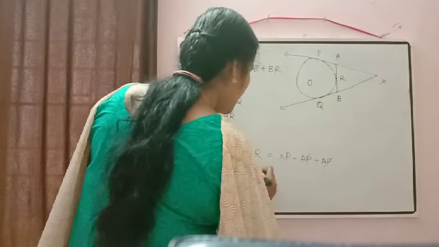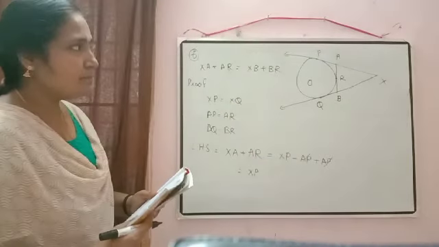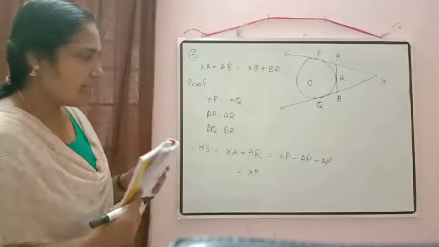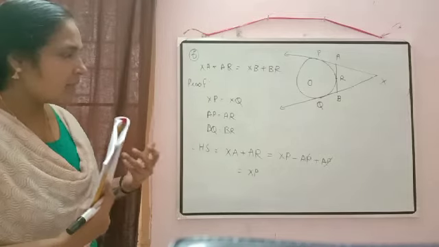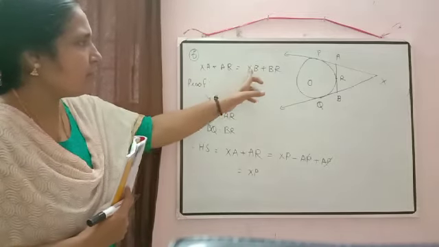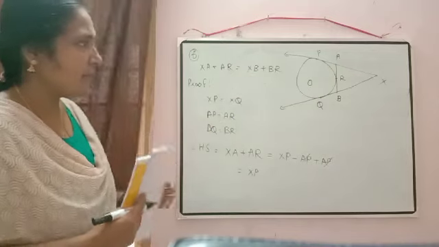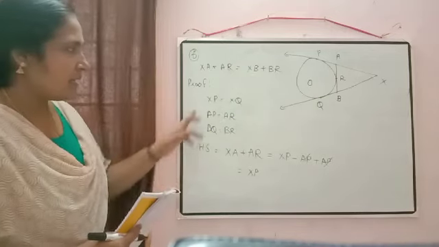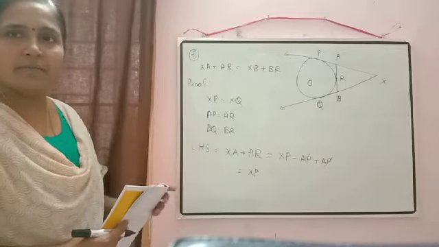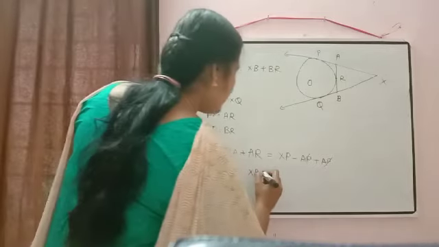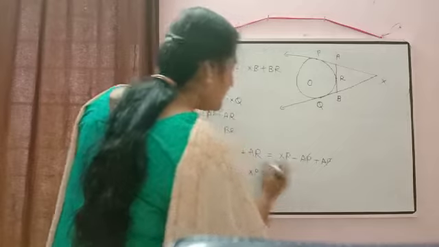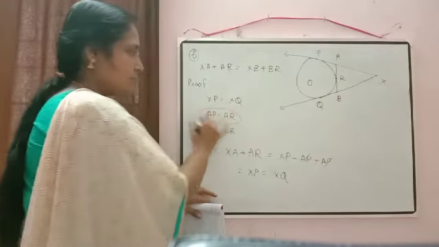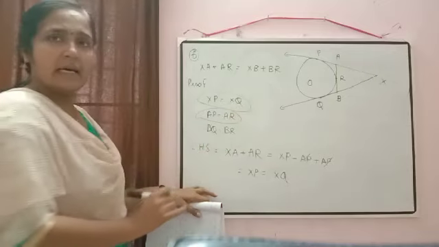Remaining, what are we getting here? We are getting XP. But XP we don't want. In the proof, we need XB plus BR. So what is the next property which we can use? XP is equal to XQ. So in place of XP, we can write XQ. First we used this property and then we used this one.